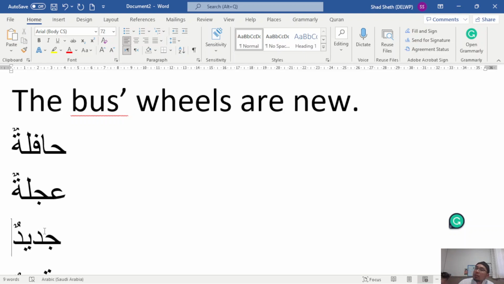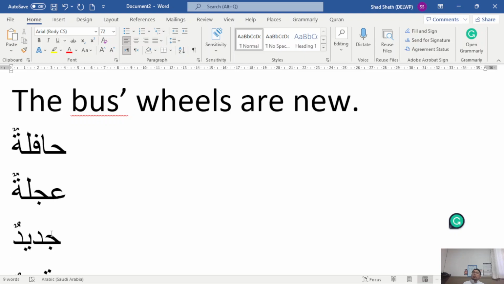What fragment is that? Before we go into fragment, what's the bus's wheel? That bus is singular. So which one is mubtada, which one is khabar? Wheels is the mubtada. That's very important because otherwise you will translate it wrongly. You're not talking about the bus here, you're talking about the wheels. The khabar is new. What fragment is that? The bus's wheel is mudaf. Correct. Now do the translation.